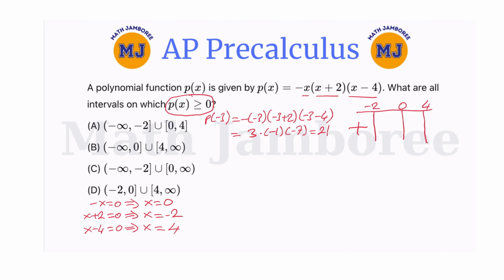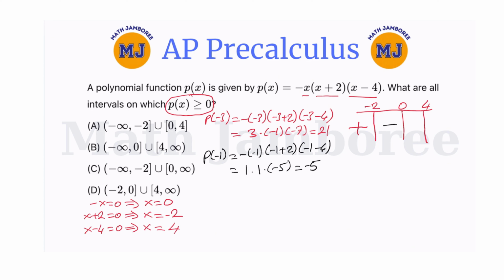So between negative 2 and 0, we can use negative 1. Let's put negative 1 for the x. Negative times negative 1, negative 1 plus 2, and negative 1 minus 4. So if you calculate, this is positive 1, times positive 1, times negative 5. This is equal to negative 5. So the sign is negative between negative 2 and 0.